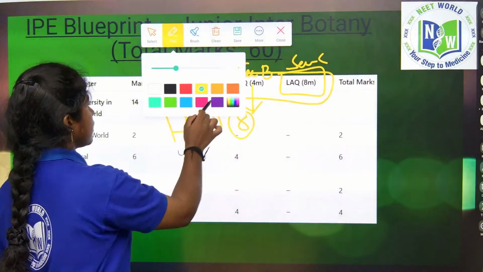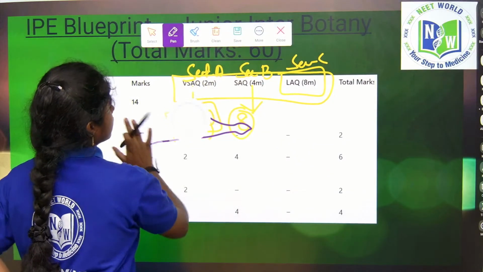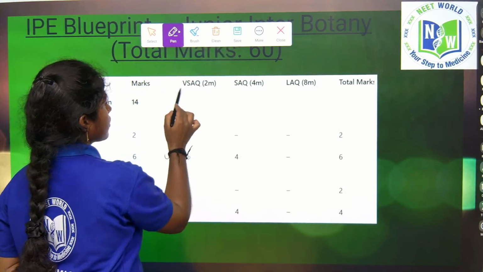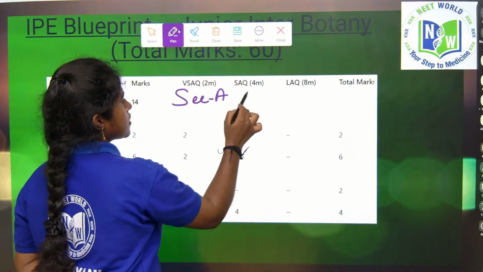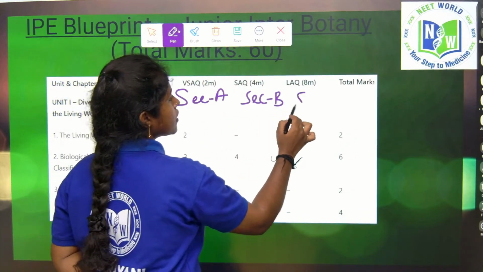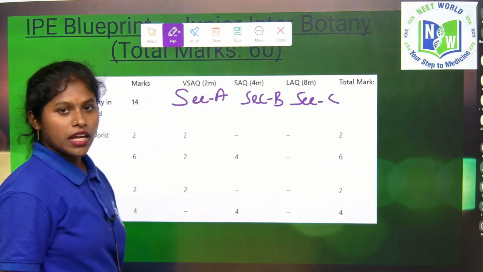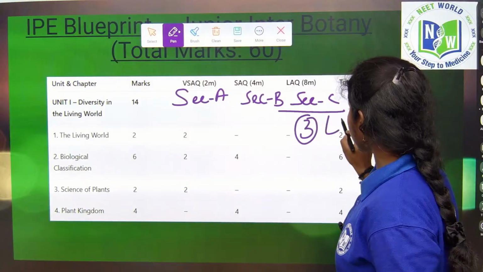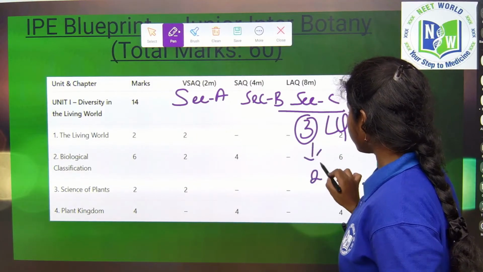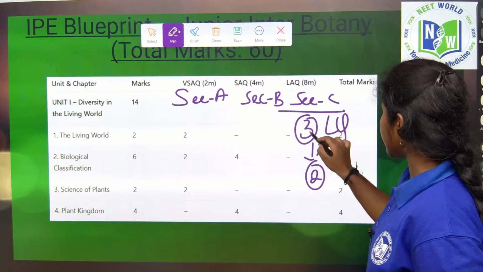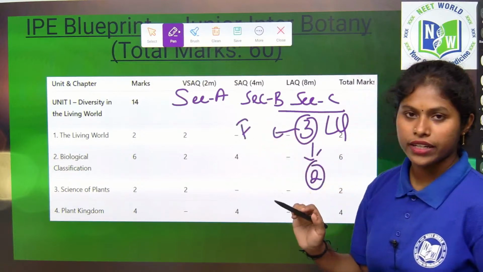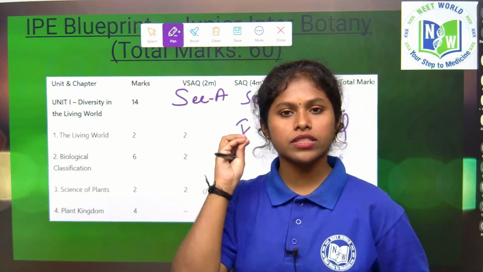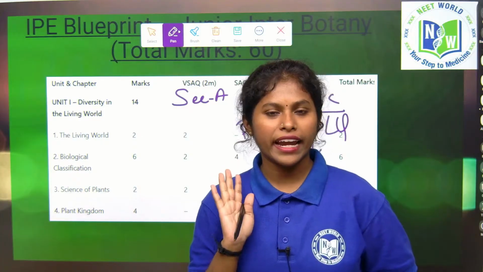I will change the color, you look into it. This is section A, this is section B, this is section C. Students, in section C you will get 3 long answer type of questions. Out of 3 you have to write 2. We have to look at which units these 3 questions come from. From the past few papers they are fixed. Only from those units will you get the 8 marks questions.